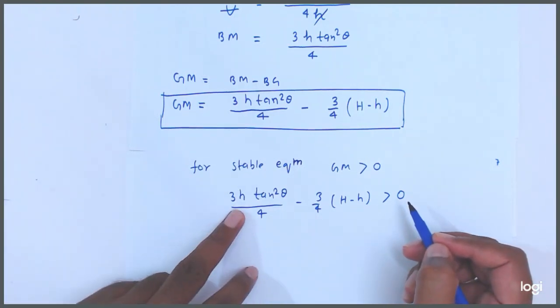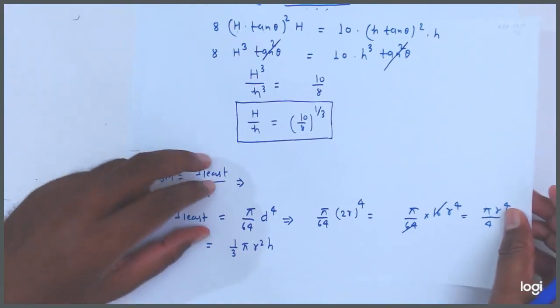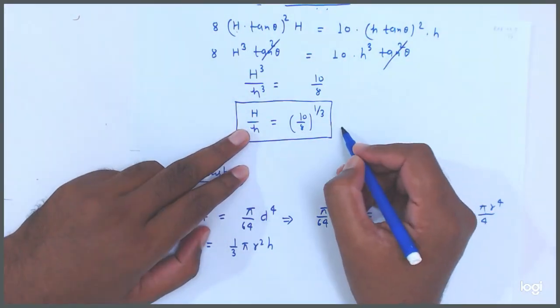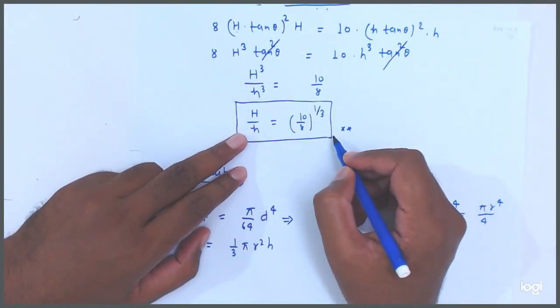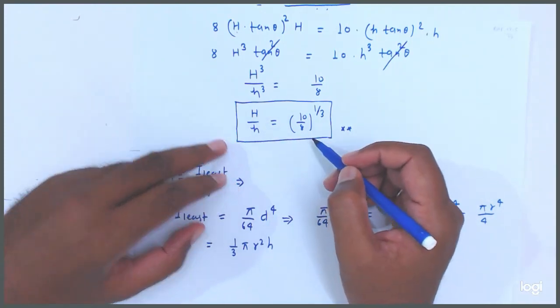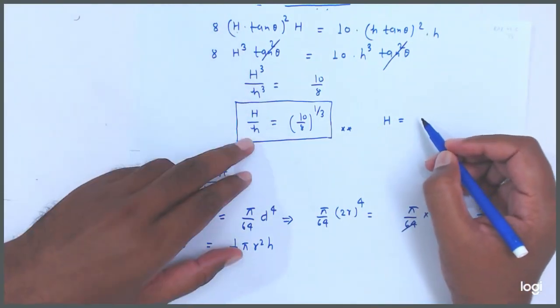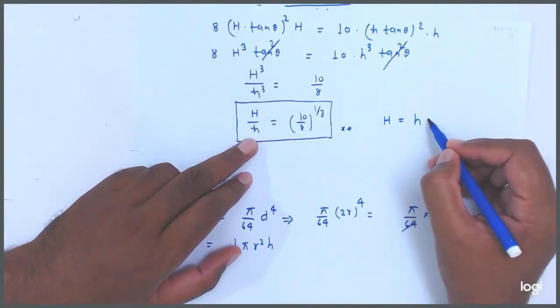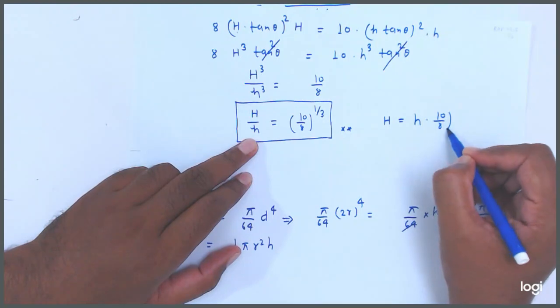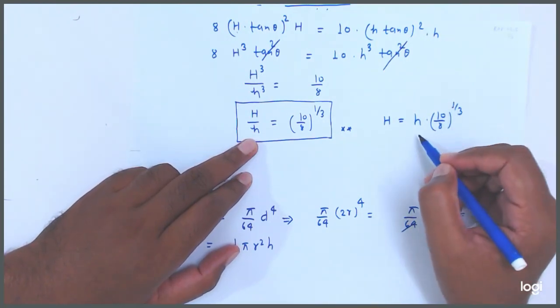Now friends, here small h is there, here capital H is there. We already calculated one relation between capital H and small h while solving this one. So from here, what is the capital H value? Capital H value is equal to h multiplied by (10 by 8) to the power 1 by 3. This is the capital H value.